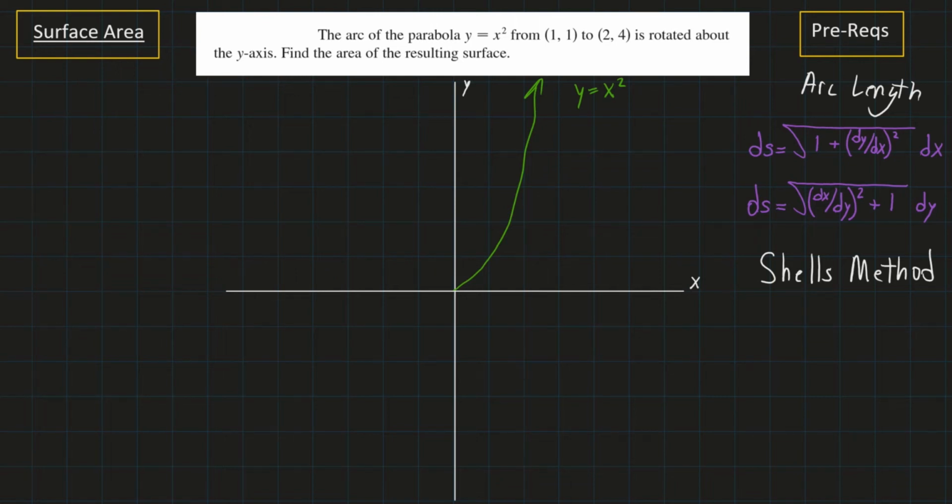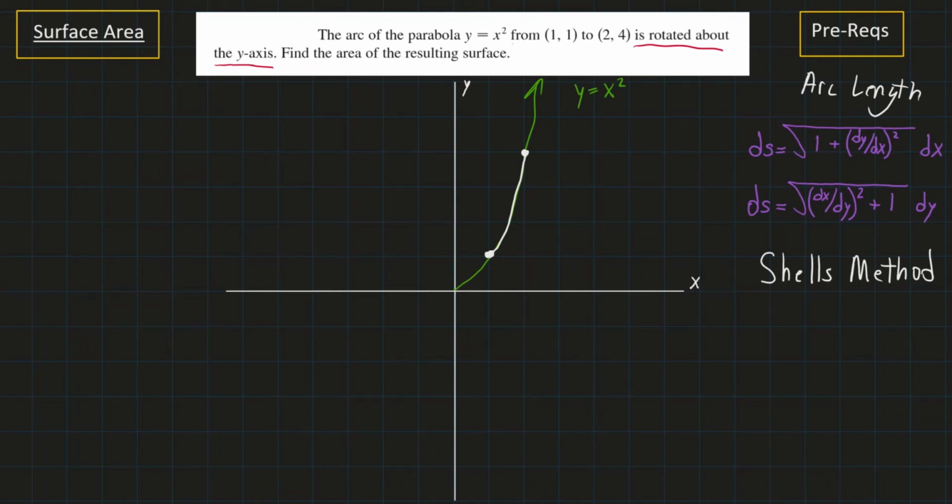So these surface area problems are going to read like this. We have the arc of this curve right here from (1, 1) to (2, 4). So it's not the entire curve, it's just a specific section, a specific arc. This one right here, along this curve. And we need to rotate this arc about the y-axis and find the surface area of the resulting surface.